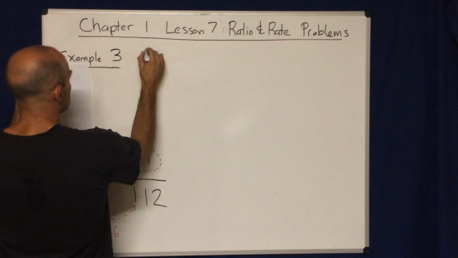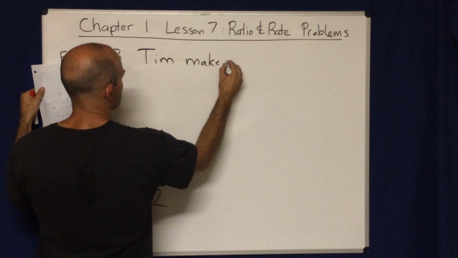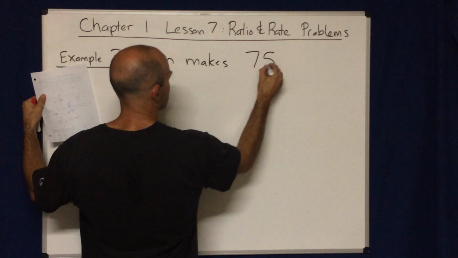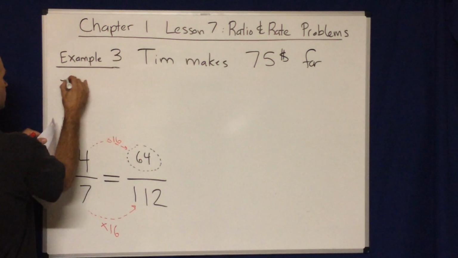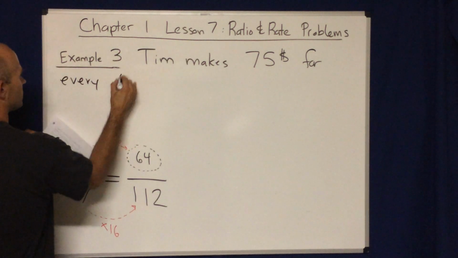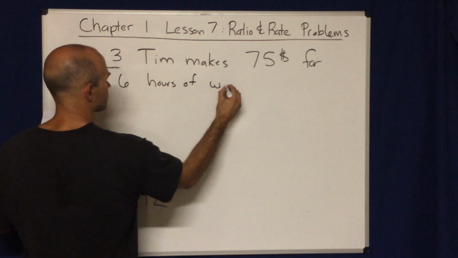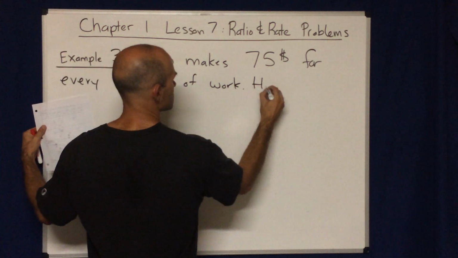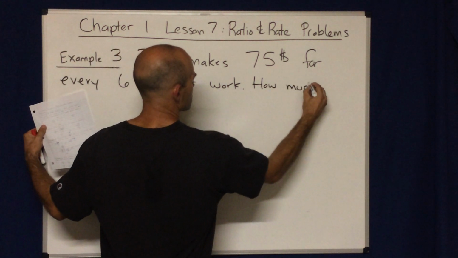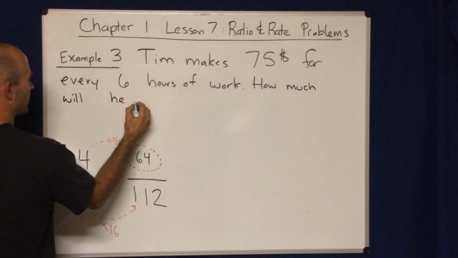So example 3, Tim makes $75 for every 6 hours worked. 6 hours of work. The question is, how much will he make if he works 10 hours?